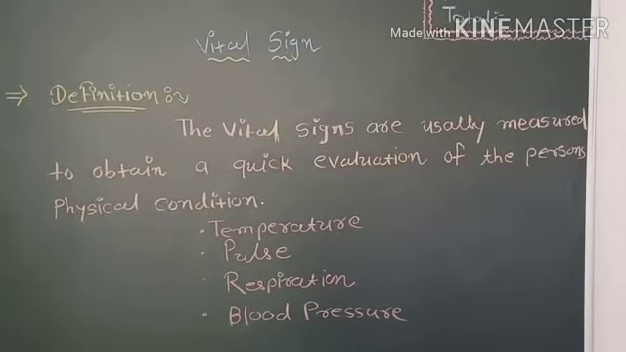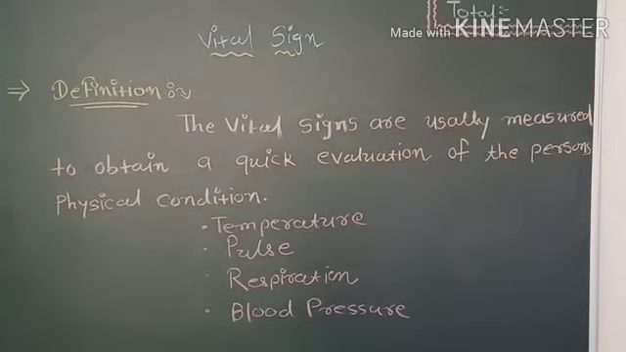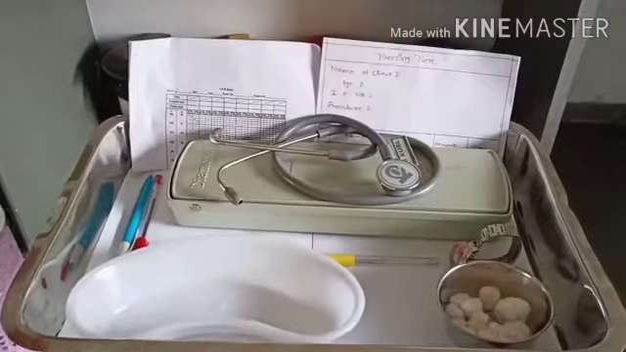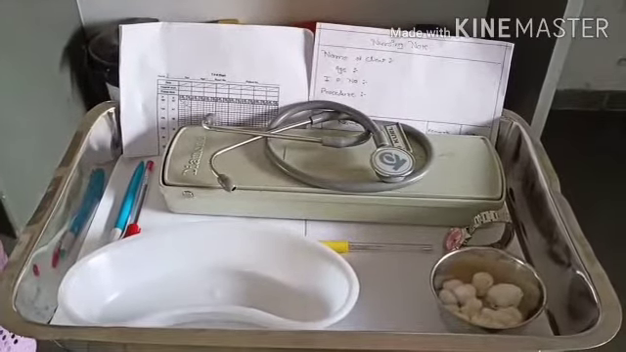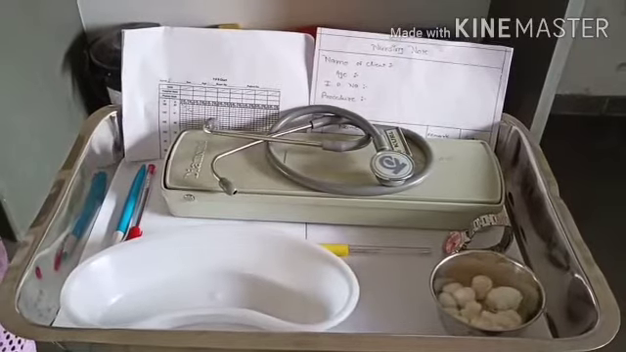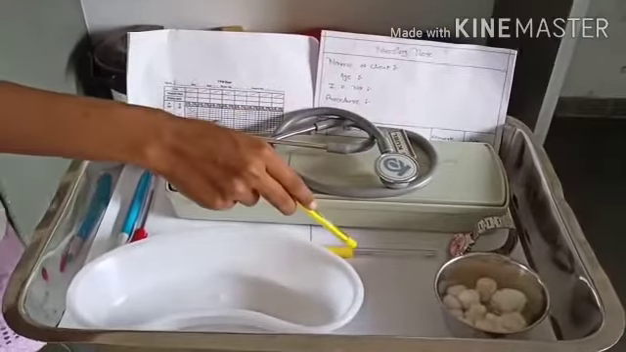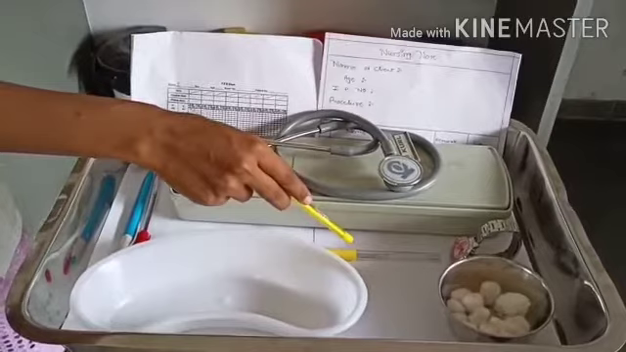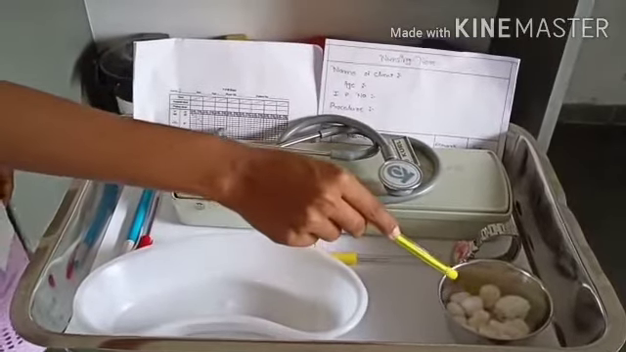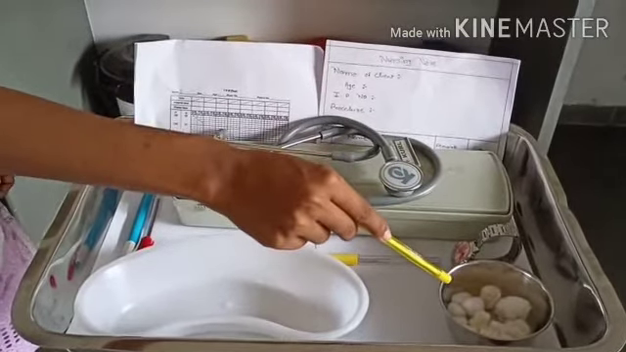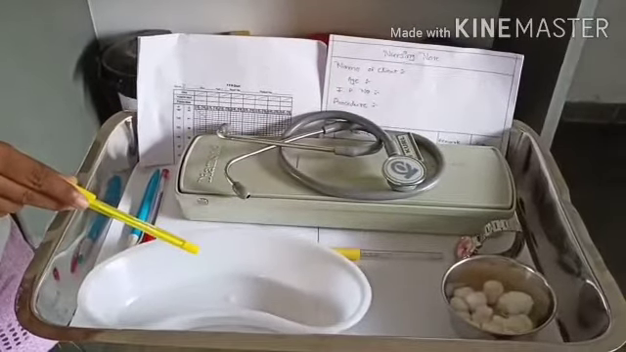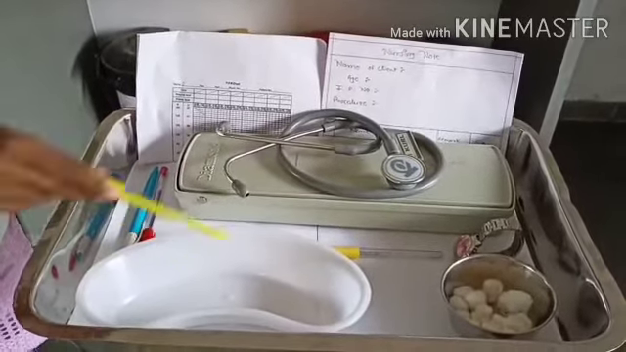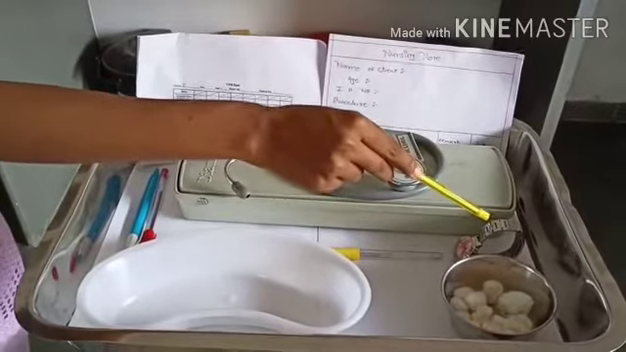Now, we will start the procedure of vital signs. In that, first we will see a tray containing: first, a clinical thermometer to take the temperature. Second, a bowl with spirit swabs to clean the thermometer. Then a kidney tray or paper bag to discard the soiled swabs. Then a watch to note the time.